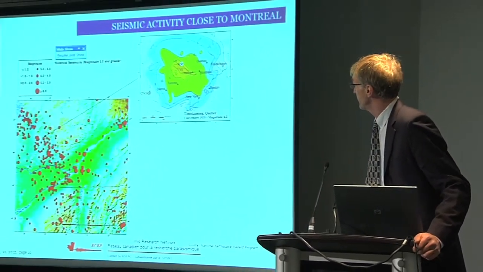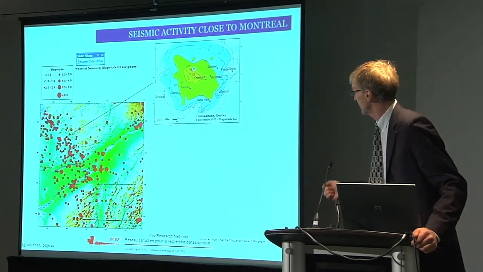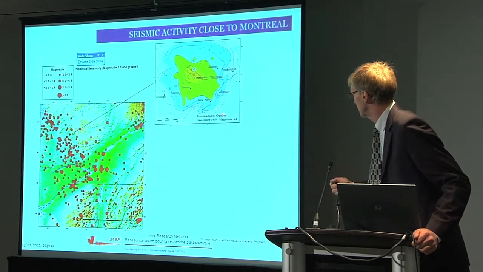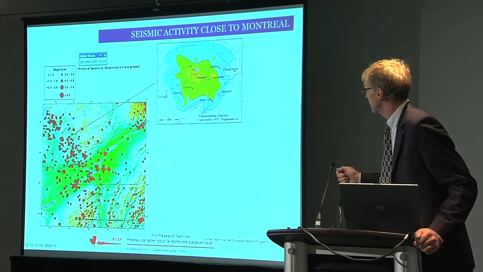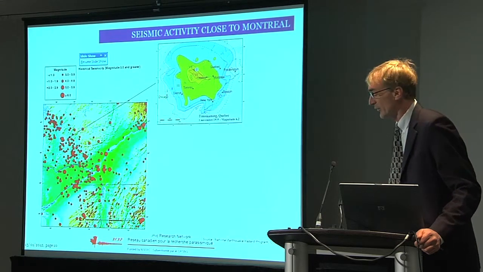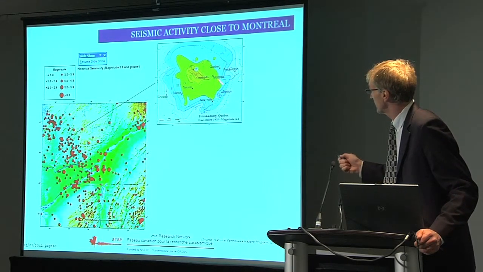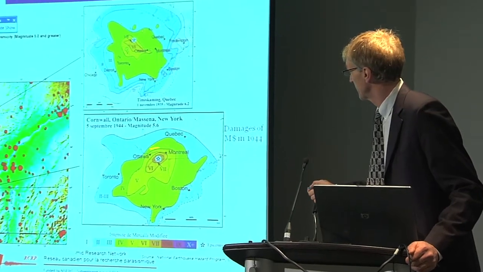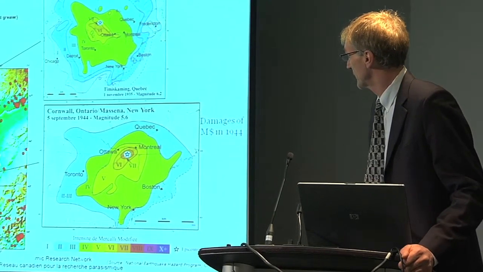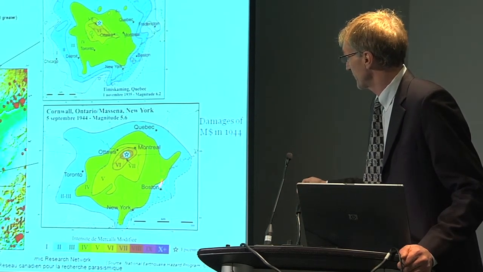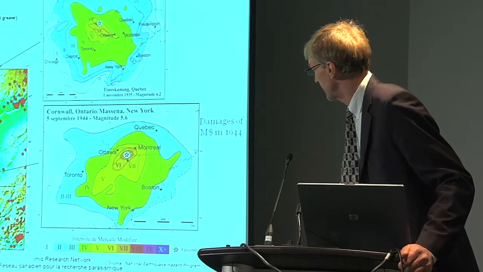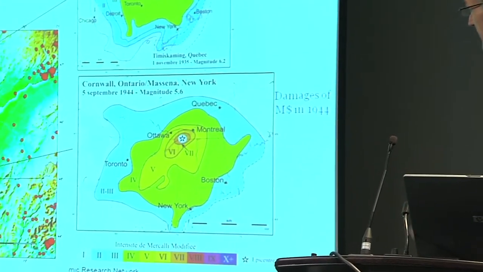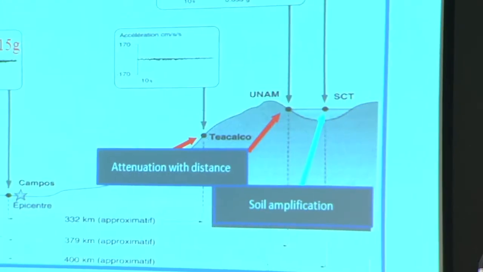Now, if we come to more recent activity close to Montreal, we've had some significant events that were felt. If we go back to 1935, there was the Temiskaming earthquake, which was a magnitude 6.2. If we look at the intensity scale, we see that Montreal is in zone 4. So there wasn't really any significant damage, but the earthquake was widely felt in Montreal. Then in 1944, there was one that's a bit closer, magnitude 5.6, the Cornwall, Ontario, Massena, New York earthquake. In this case, Montreal is just at the border between an intensity 5 and 6. So we saw some damage, not extensive damage, but there was some damage associated with that earthquake.